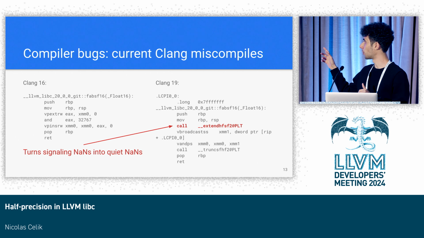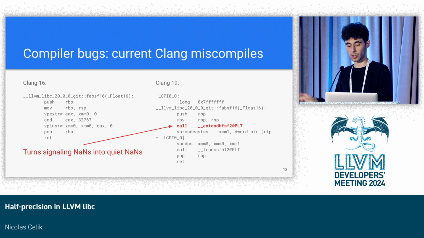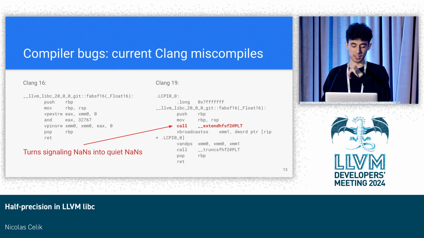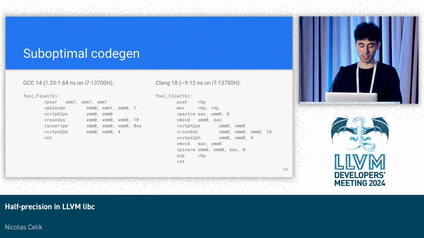You can see here for the absolute value function, it's supposed to just set the sign bit to 0. That's what happens on the left with Clang 16. But with Clang 19 on the right, you can see it generates a call to a software conversion function. But when you give that function a signaling NaN, it turns it into a quiet NaN, which isn't encoded the same way. So when you change the sign bit and convert back, you don't get the same result.